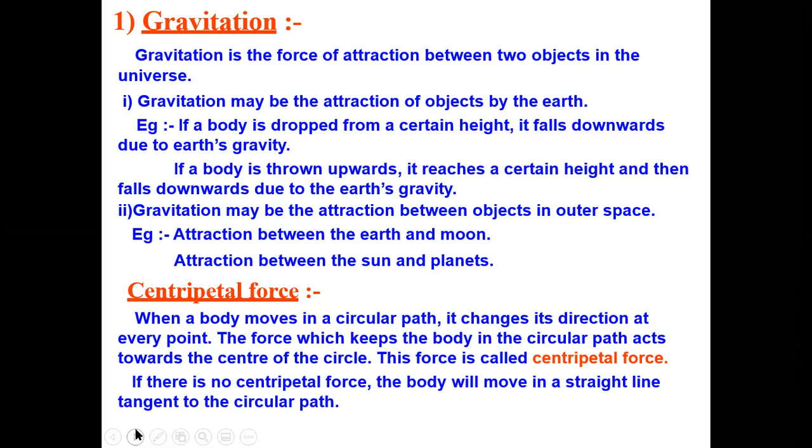Then centripetal force. What is this centripetal force? When a body moves in a circular path, it changes its direction at every point. The force which keeps the body in the particular path acts towards the center of the circle. This type of force is the centripetal force, which keeps the body in the circular path. If there is no centripetal force, then the body will move in a straight line tangent to the circular path.